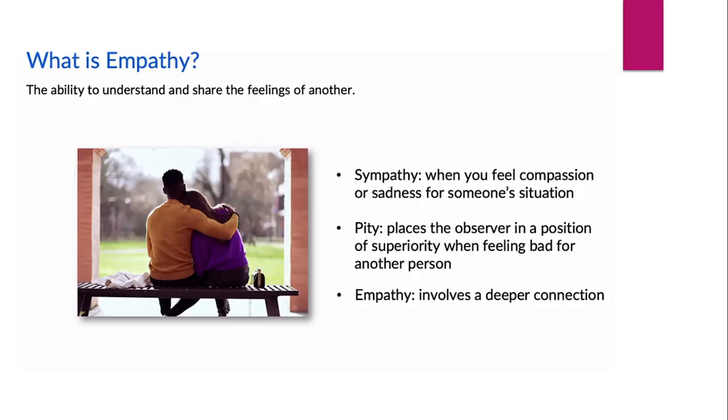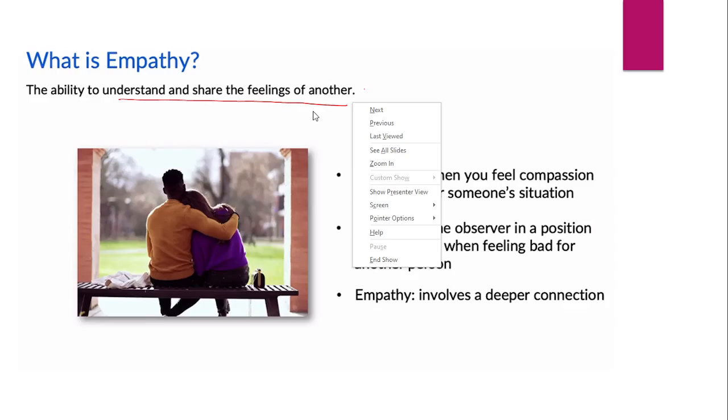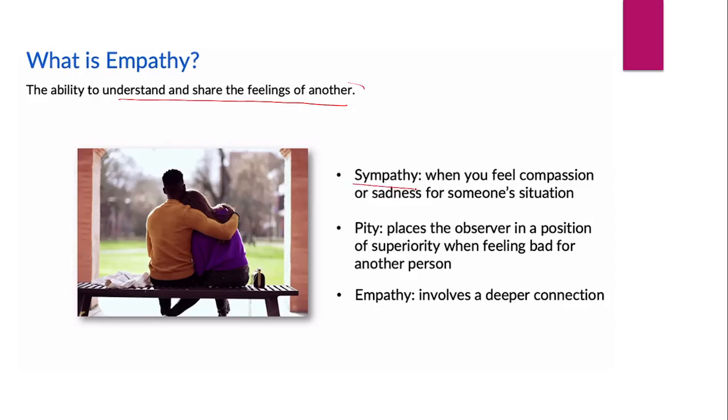Now you have to understand what empathy is. Empathy is the ability to understand and share the feelings of others. You also need to know the meaning of sympathy, when you feel compassion or sadness for someone's situation. Pity places the observer in a position of superiority when feeling bad for another person. Here we are talking about sympathy and also empathy, and you must understand the conditions of each.